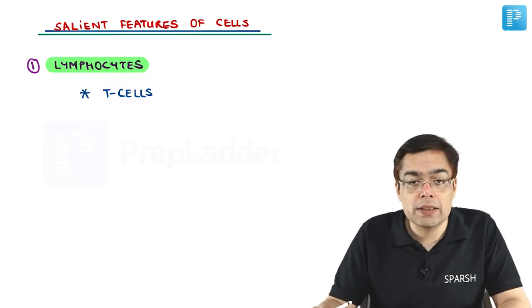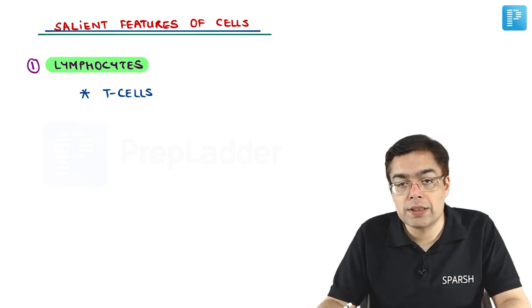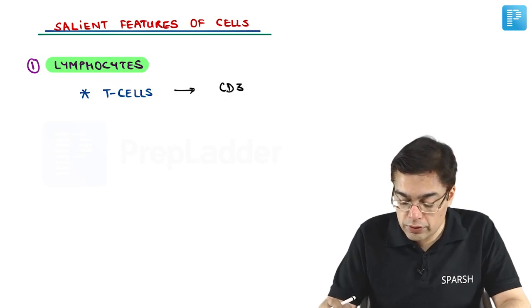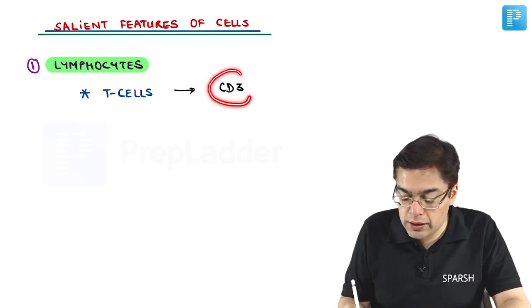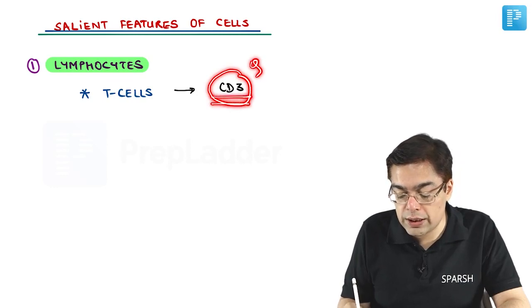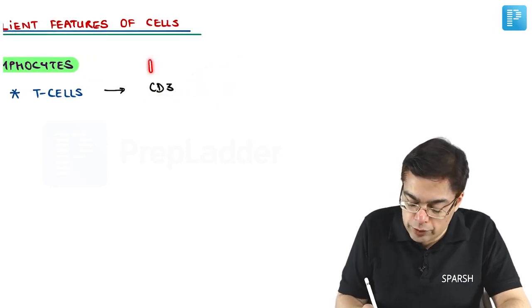Now, when we are talking about T cells, they contribute almost 60 to 70% of the cells that we have in the peripheral blood. On the other hand, as and when we make mention of T cells, we need to remind ourselves of certain important CD molecules like CD3, which is given the name of a pan T cell marker.